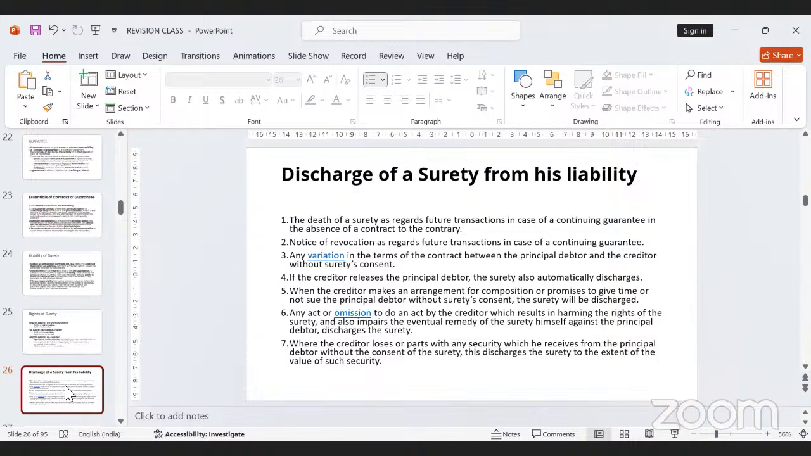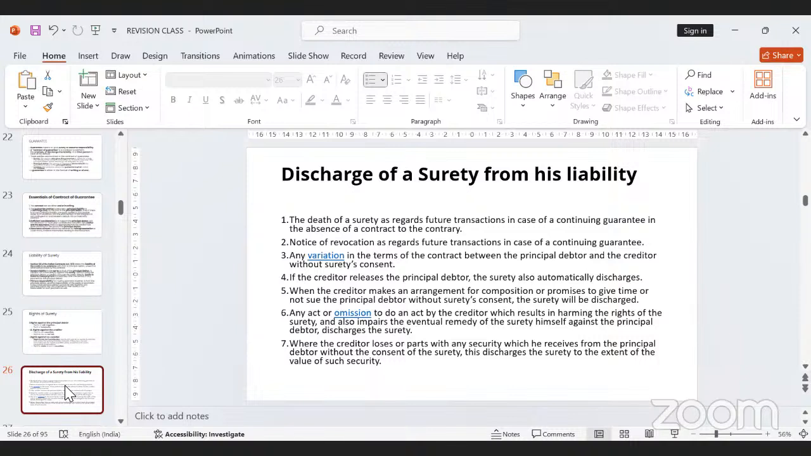Like, I borrowed 1 lakh rupees from SBI. My friend has signed as the guarantor. Now again I approach SBI and say I want 20,000 more on the same loan, like a top-up loan. If SBI is giving me 20,000 more with the same person as the guarantor without informing that person, that means the creditor and the principal debtor are changing the terms of the contract. So my friend will no longer be liable. My friend can say, see, when I signed, the amount was 1 lakh rupees. Now, without informing me, without taking my approval, you have increased it to 1,20,000. I am no longer liable.